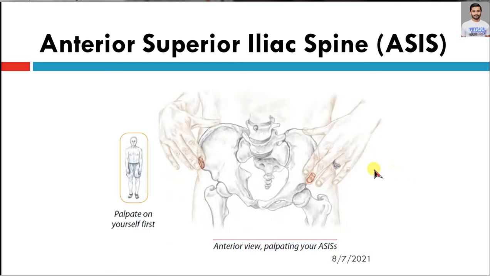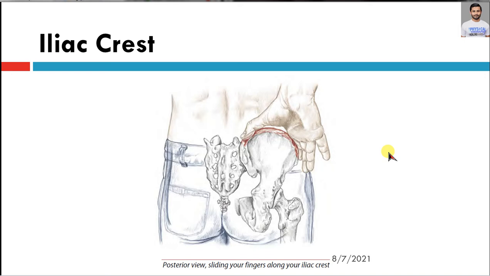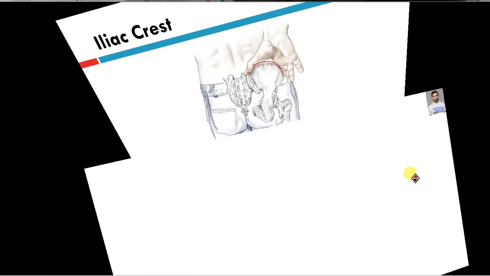ASIS, this is the simplest explanation of how to palpate the ASIS and how the hands are placed on this. This is the iliac crest region, and this is again the position where you place your hands on your back, and hence the topmost part of the bone is the iliac crest.